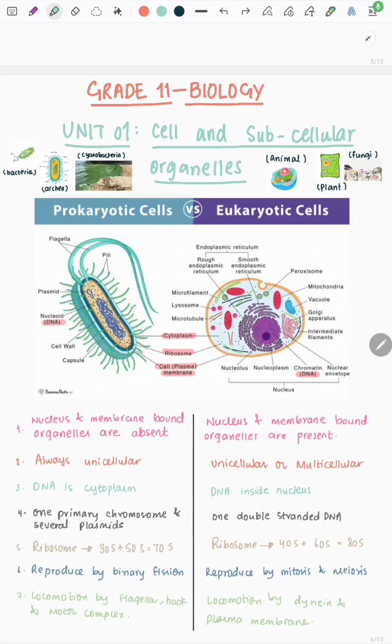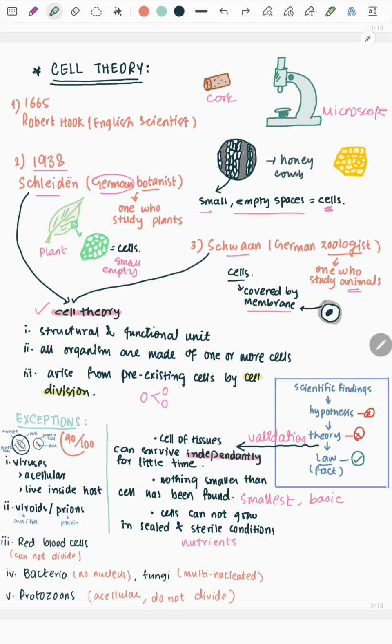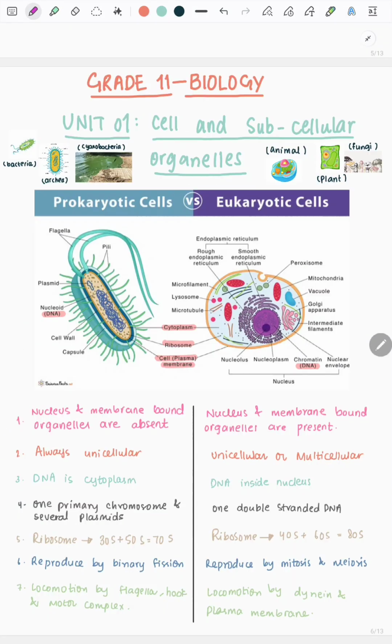In today's lecture, we'll learn about different types of cells. Previously, in cell theory, we stated that all organisms are made up of one or more cells. This means that every living thing we see around us is made up of cells. Then why do these things differ from each other? The answer is because these things are made up of different types of cells.